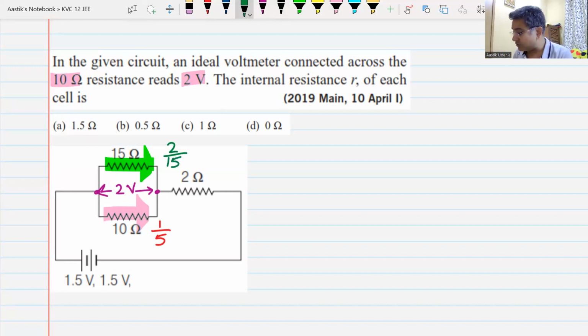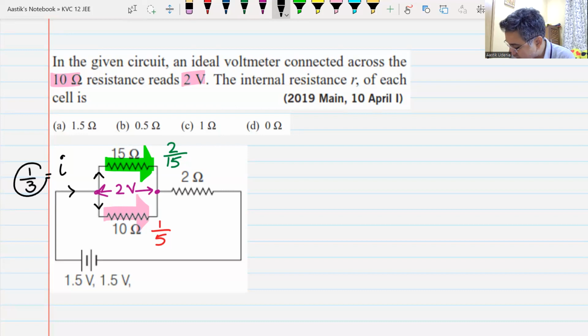Now, if I know the current in these two branches, I can find out the current in the main branch, yes or no? Yes, sir. What is the value of this I? Everything I hope you can see on the screen. 1 by 3, sir. How did you get 1 by 3, beta? You just have to add 2 by 5, 2 by 15 and 1 by 5, yes or no? Yes, sir. So you get 1 by 3.